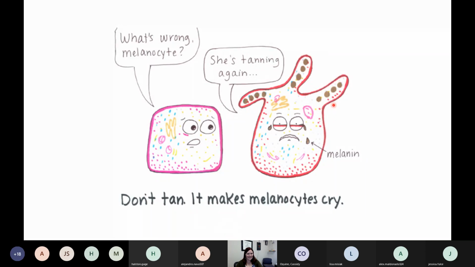Not ideal. Yeah, and Lisa's totally right. The more tanning we do too, the more UV radiation you expose your skin to, the older and more aged it makes you look.